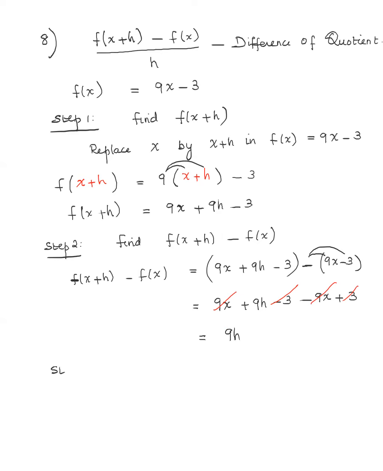Now step number 3, we are going to find f of x plus h minus f of x all over h. From the previous step, f of x plus h minus f of x is 9h, and divide by h, so we get just 9.